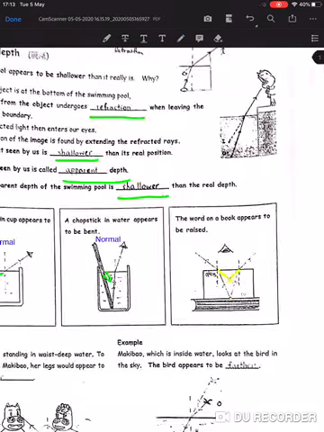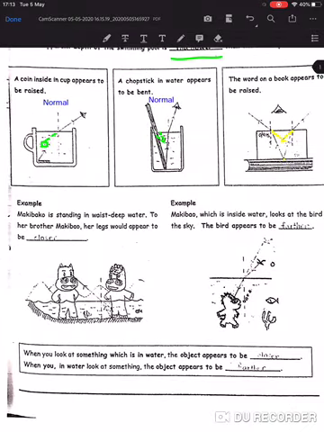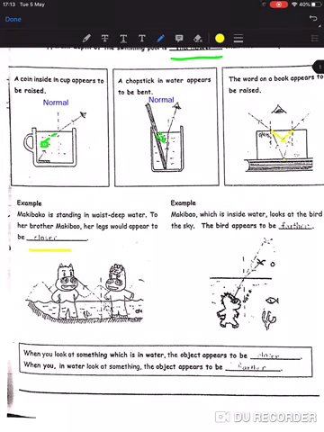And from that, let's finish the remaining questions. So in here, when the person is looking at the other person's leg, it appears to be closer. But if you flip it the other way around, when you are swimming in the water, let's say you are scuba diving and you're looking up into the sky, it actually appears to be further away.